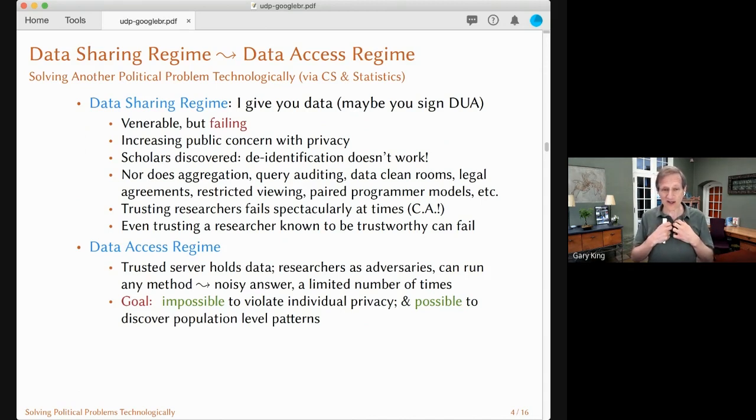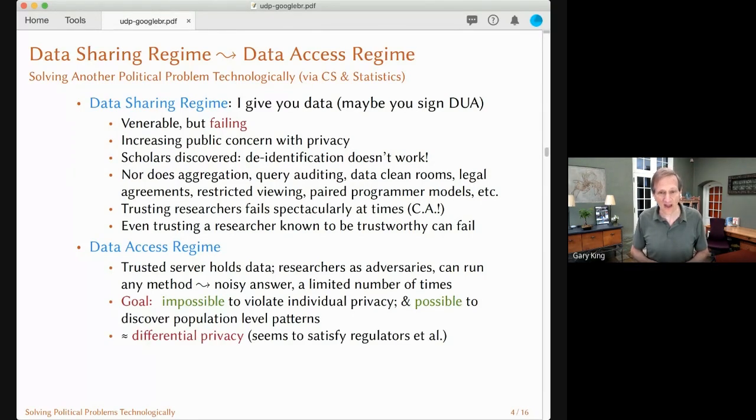Since I'm a social scientist, like people in public health and elsewhere, I don't care about anybody. I only care about everybody, right? We care about societal level patterns, not anybody's individual information. And that, roughly speaking, is differential privacy. And that, in my experience with Facebook, actually does seem to satisfy regulators around the world, which is really great.